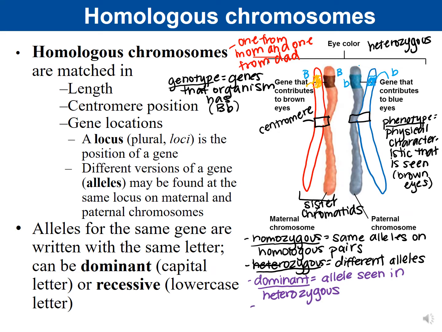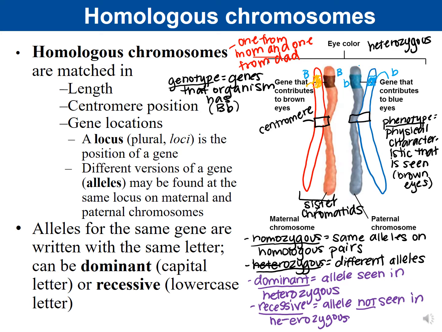On the flip side, the recessive allele is the allele not seen in heterozygous. So the allele that's not seen in the heterozygous. So in this case, blue eyes is the recessive allele. It's there, but you don't see it, right? The phenotype is not blue eyes. The phenotype is brown eyes because brown is dominant to blue.